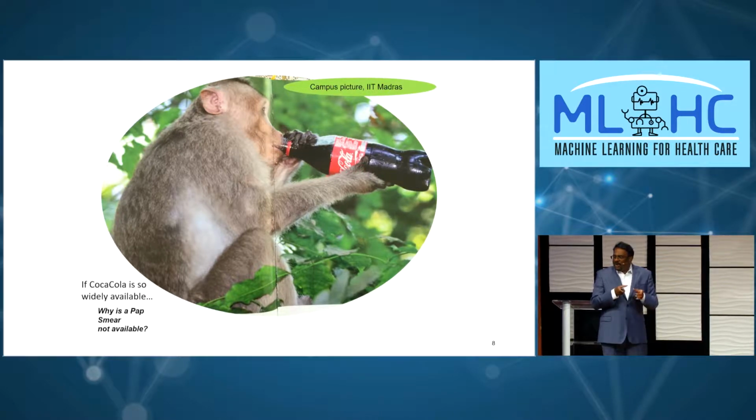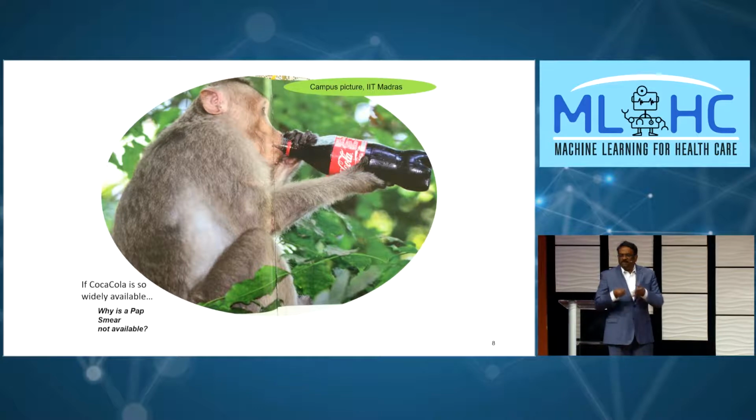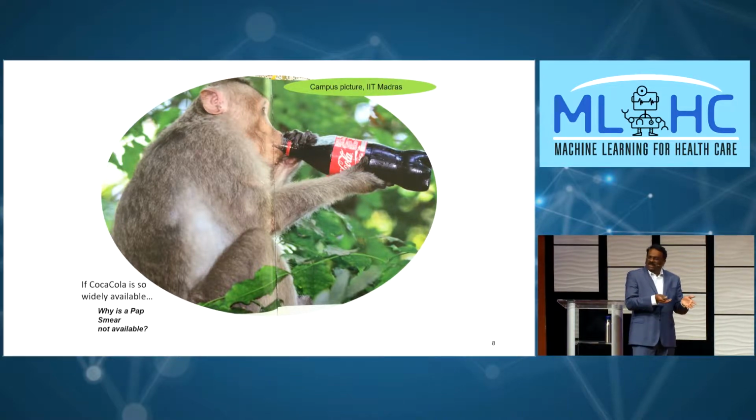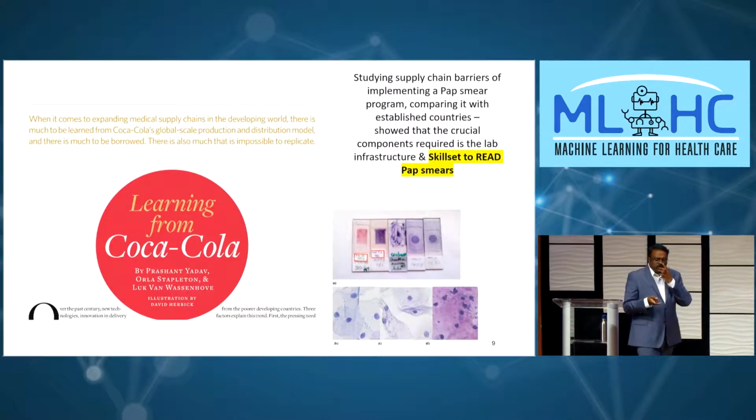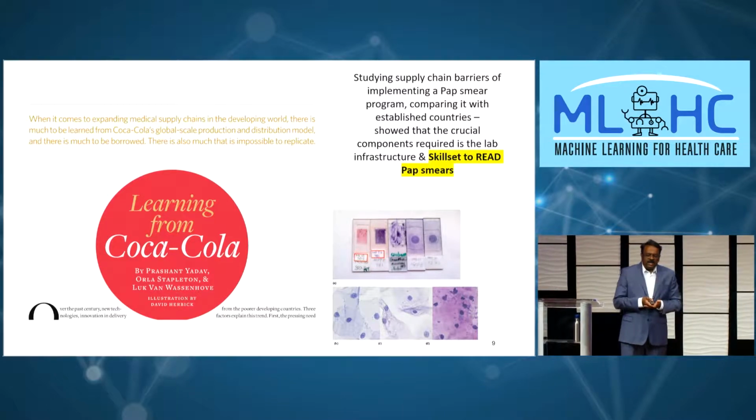And so Coca-Cola is available freely everywhere, much more than probably water, but a simple pap smear is not. So I asked the question, if Coca-Cola is available in the nooks and corners of India, why is a pap smear not available? I wasn't the first person asking this question. A supply chain expert by the name of Prashant Yadav had done some extremely good work on malarial drugs, and he actually studied the Coca-Cola supply chain and compared it to anti-malarial compounds. And I challenged him to study the pap smear as an issue. What are the supply chain issues with the pap smear?